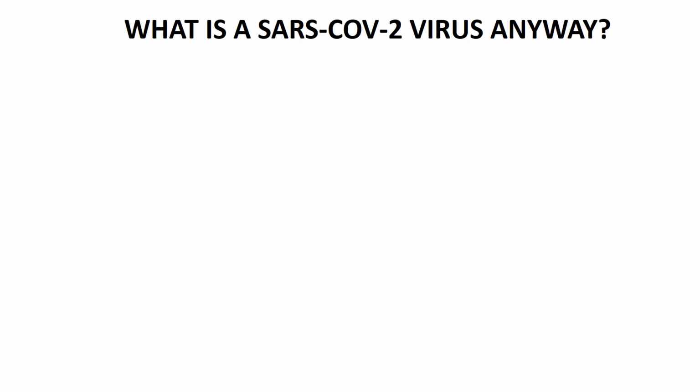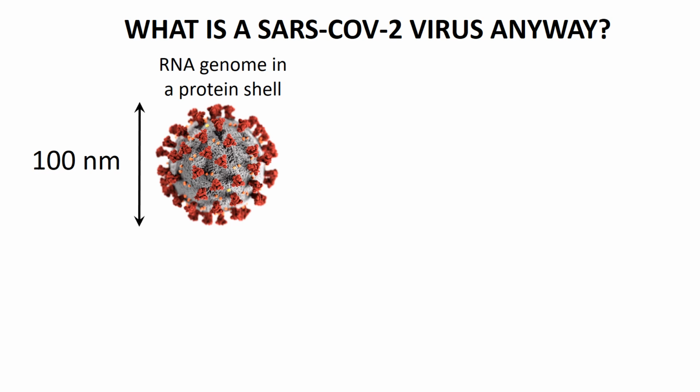So what is a SARS-CoV-2 virus anyway? SARS-CoV-2 is part of the coronavirus family of viruses, and it's only emerged in the last 5 to 6 months. If you look at it, this picture is probably very familiar. It's an RNA genome in a protein shell. And if you look at that genome, it's only got about 30,000 letters in it, whereas the human genome has got billions. So although it seems relatively simple compared to human genome, it seems to be causing a lot of problems at the moment.